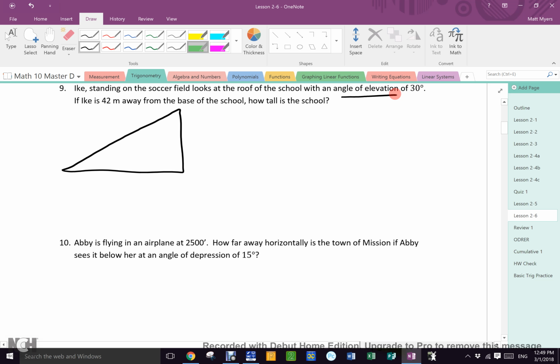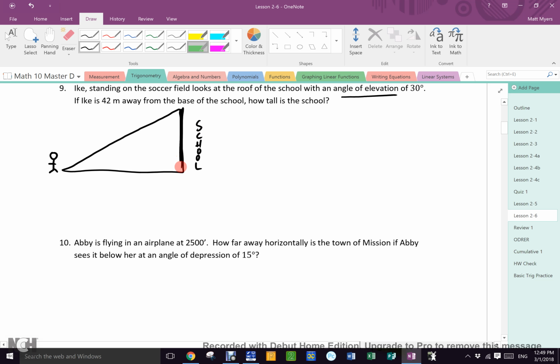No. You cannot look at the top of a roof with an angle of elevation if you are on the roof. That can't happen. But he's not. He's standing on a soccer field. And even if that were the case, Kingston, this would be on a roof and this would have to be another building, so the triangle would still stand. The soccer field has to be horizontal. Where is Ike? On the ground. Where is the school? It's the wall.